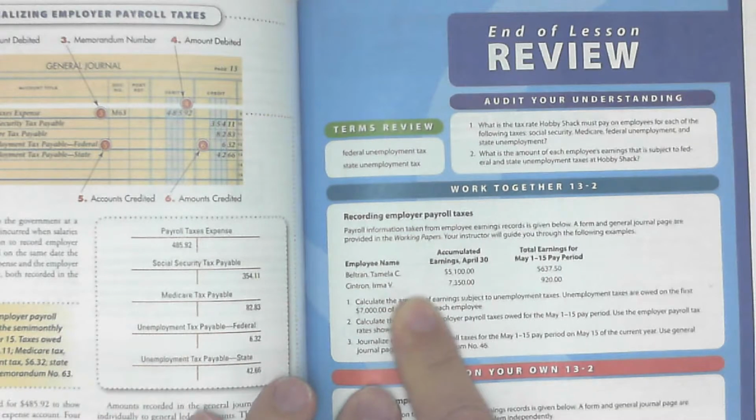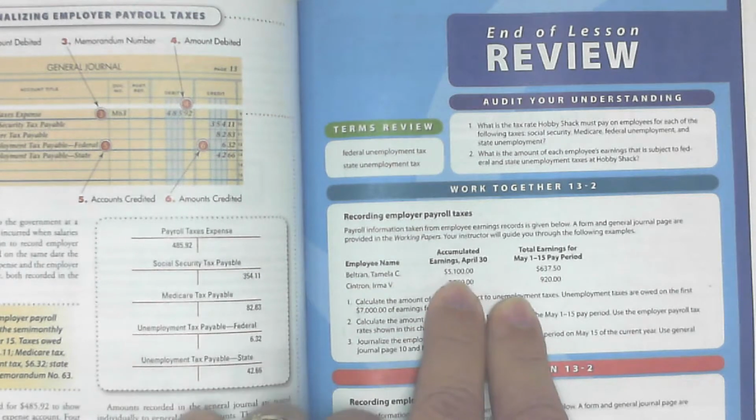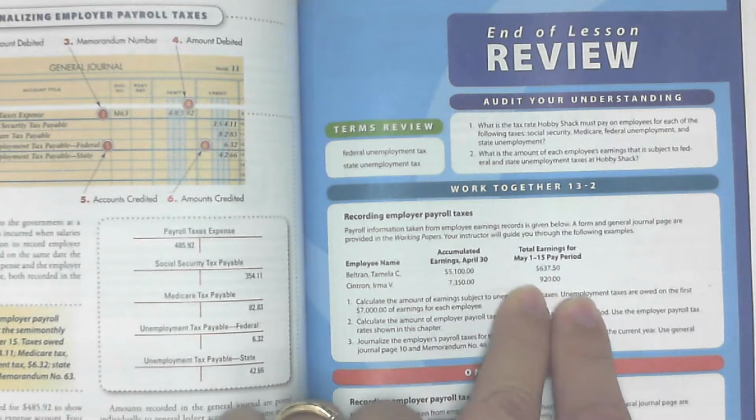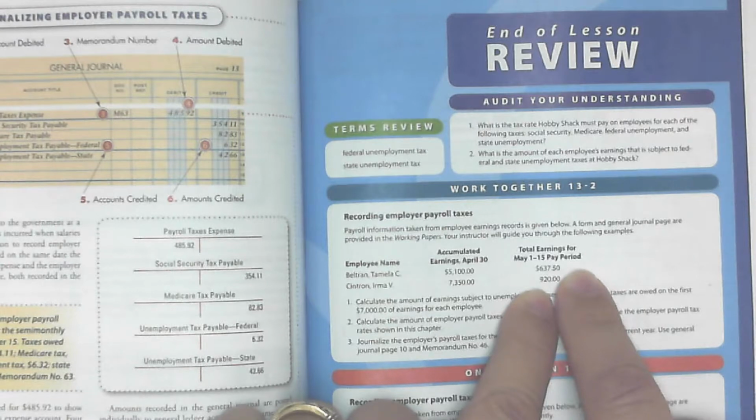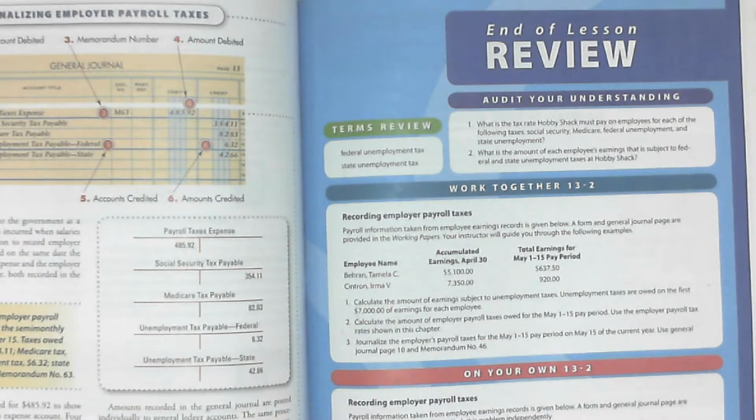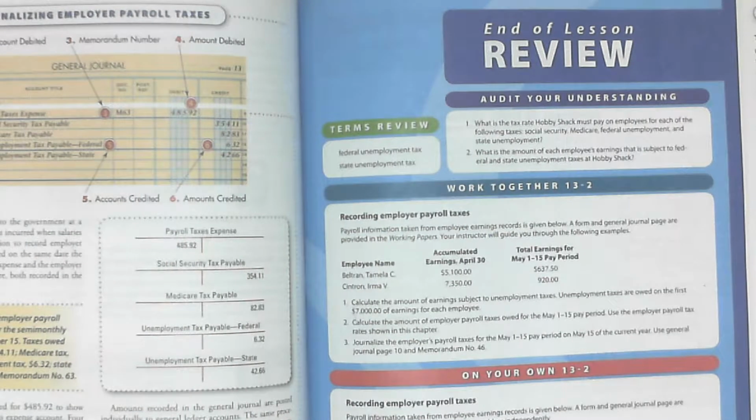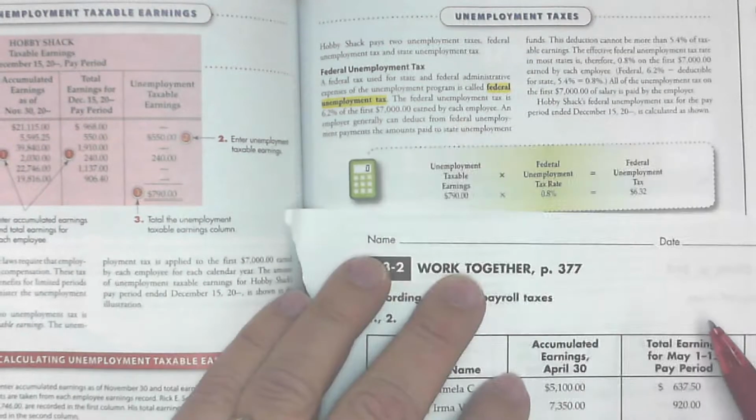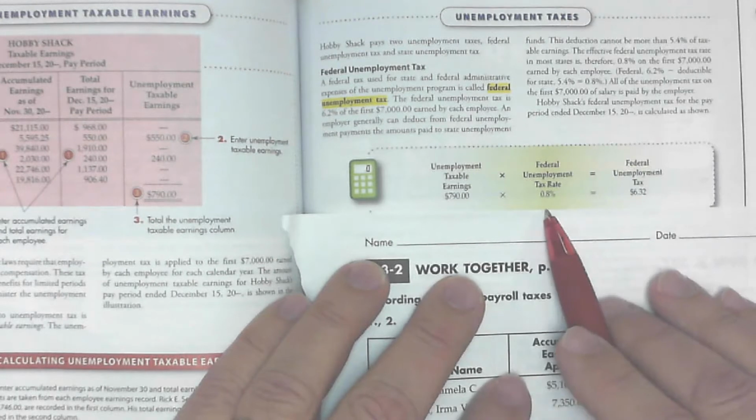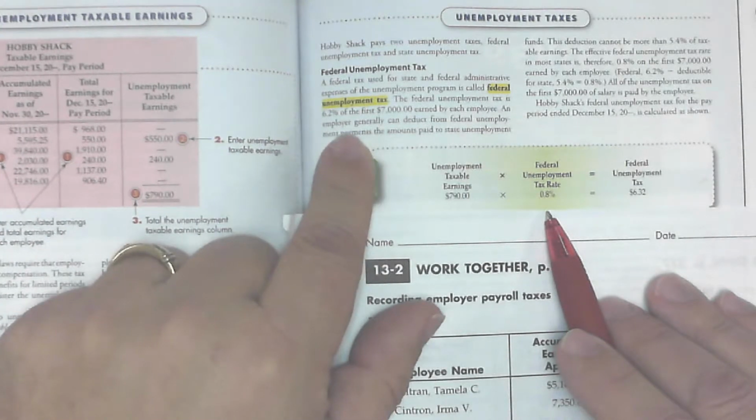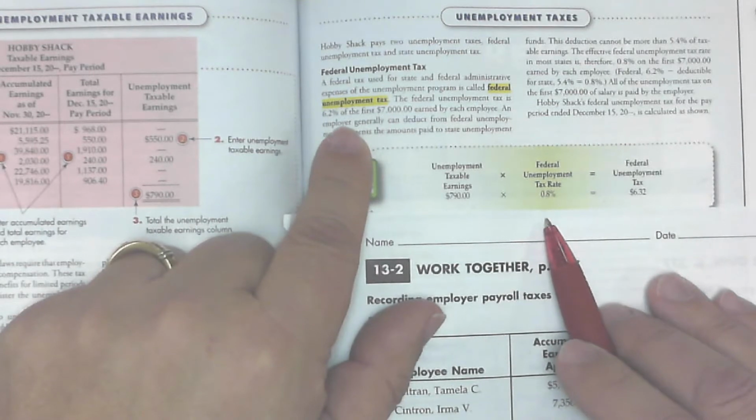So basically in the instructions, we've got the accumulated earnings for the quarters through April 30th. Then we're going to calculate all of our taxes on the earnings that were made May 1st to the 15th. So we've got this here. I'm trying to see why these numbers don't match up.